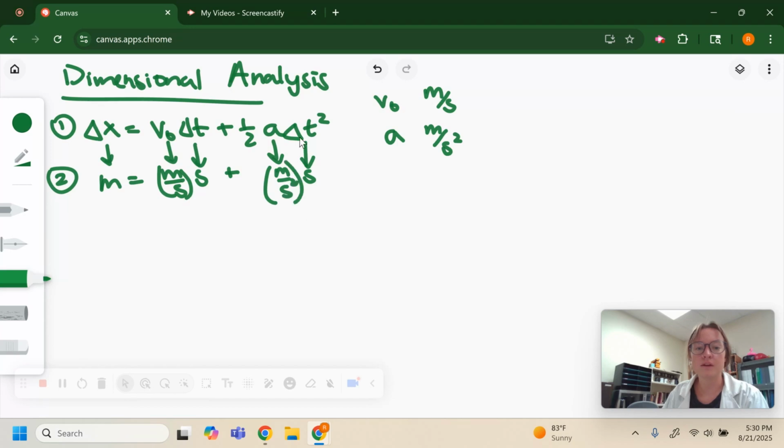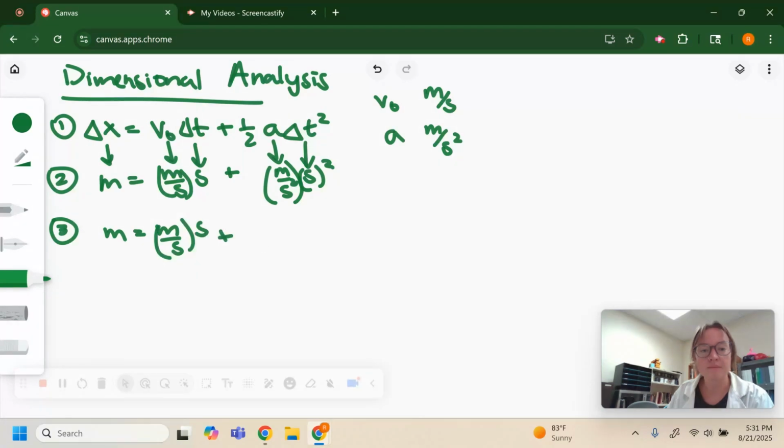Now, one other thing to notice. Here, I have delta t, so I wrote seconds, but notice that my delta t is squared. So I need to have seconds squared. And that is step 2. Step 3 is then to simplify everything the same way that you would if it were an algebraic expression.